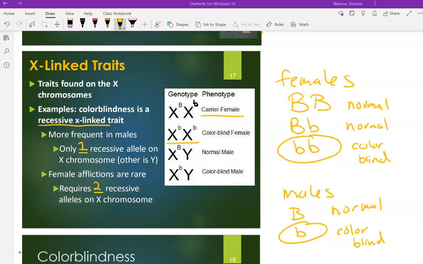For the female, you have to have 2 copies to display the trait, versus the male only needs 1 copy. The chances of a female getting both recessive alleles are not super high, so it's very rare to have colorblind females. However, a male only needs 1 copy of that recessive trait in order to be colorblind. That's why colorblindness is so much more prevalent in males than in females. I did this format just to illustrate those differences, but when we're writing these with Punnett squares, we're going to use this format here with the X and the Y chromosomes.